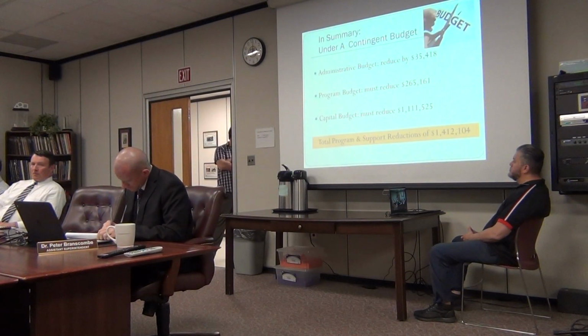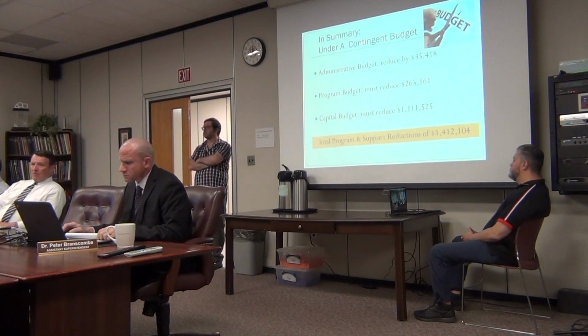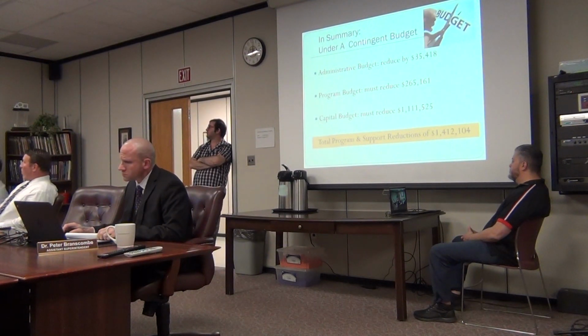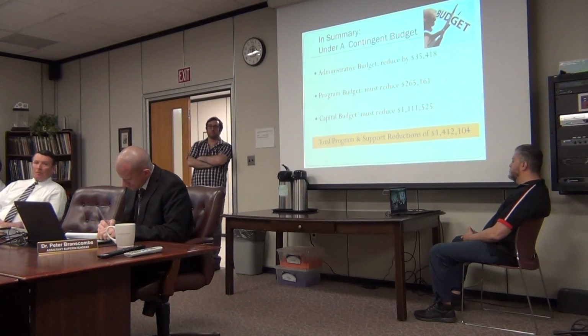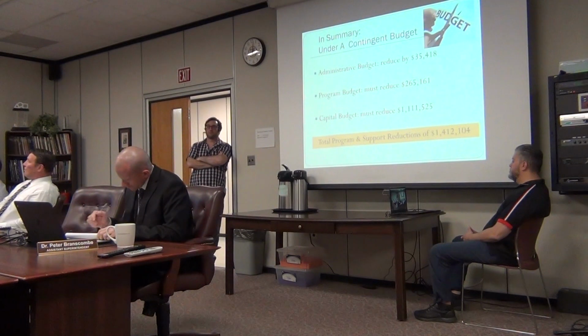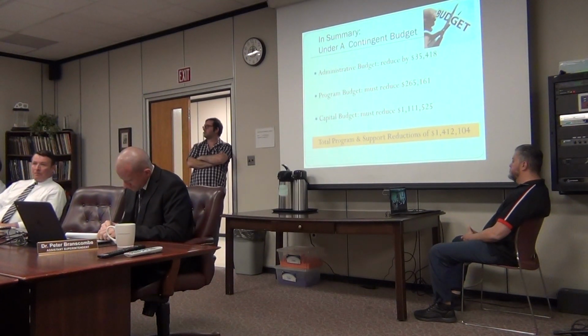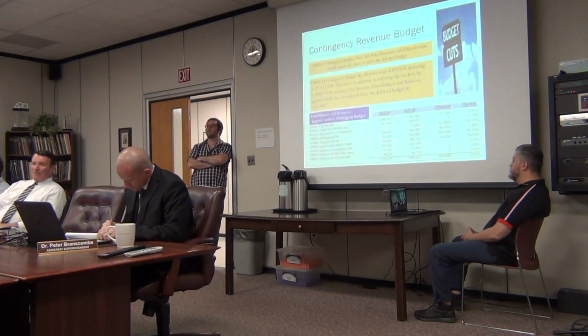In summary, what would be reduced under a contingent budget on the screen? The administrative side would be reduced by $35,418. The program budget would be reduced by $265,161, and the capital budget would be reduced by $1,111,525. Now, I just want to mention the reason that capital number is so high is because, as mentioned, in a contingent budget, certain capital expenses must go, and as I mentioned earlier, there is a $1 million transfer to capital line for the Lincoln bathrooms, so that would be removed from the budget.